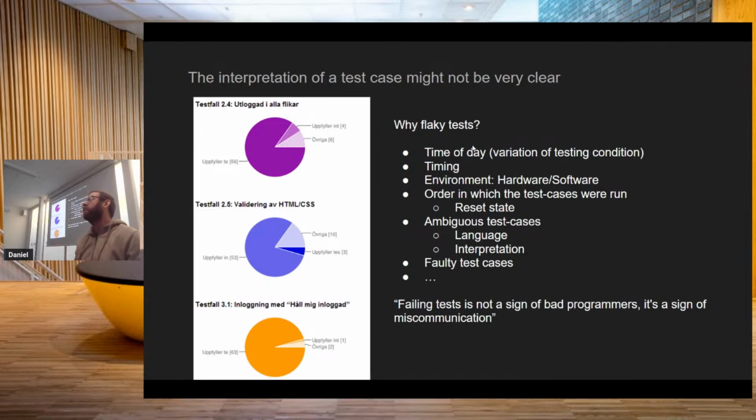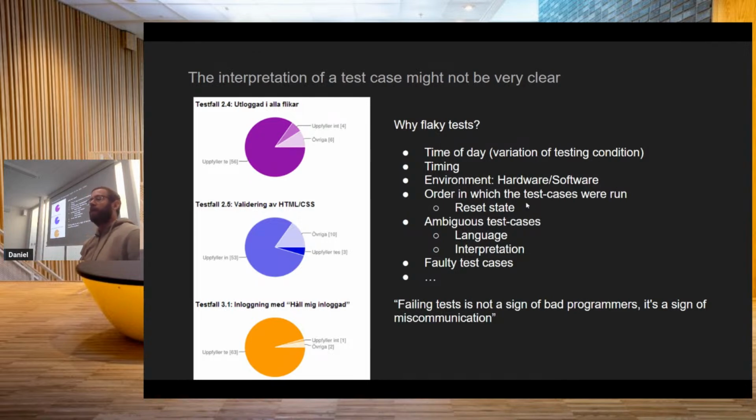So, time of day, variation of testing condition, of course. In the time of day, you can think of that as input into the application, right? Everything that comes in is input. Timing, sometimes, you know, if I click fast enough, then I can reproduce the bug. Environment, hardware, software, of course, some bugs only appear with some versions of the drivers, like my bug. Only if I have this Intel graphics card with this specific driver, we could reproduce this.